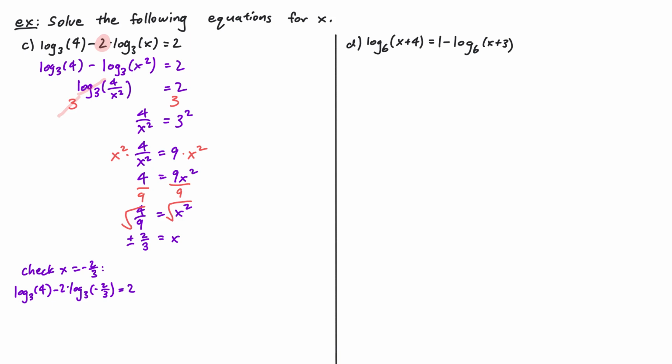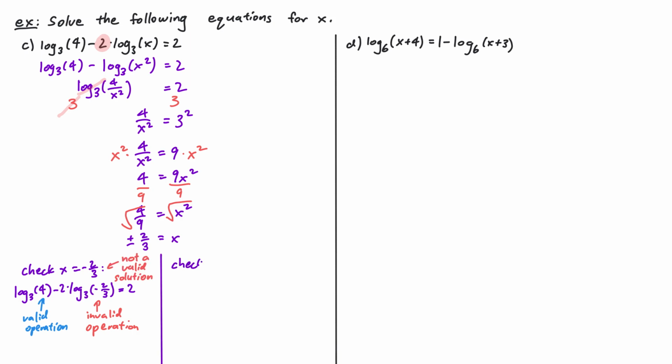Our first logarithm is log with base 3 of 4. This is a valid operation because we can take the logarithm of a positive number like 4. On the other hand, for our second logarithm, we have log with base 3 of negative 2/3. This is not a valid operation because we can't take the logarithm of a negative number. Since we can't perform all of the operations in this equation, we would have to conclude that x equals negative 2/3 is not a valid solution.